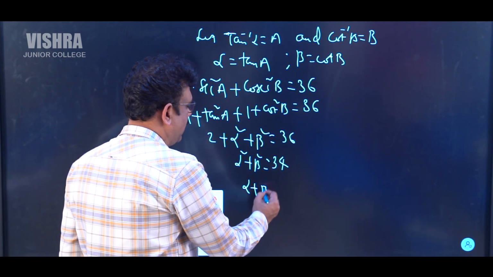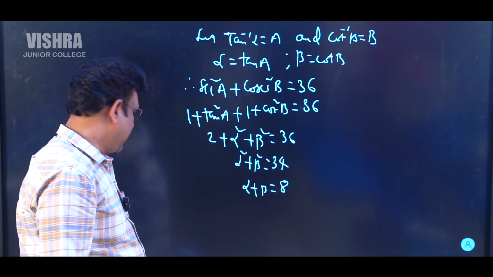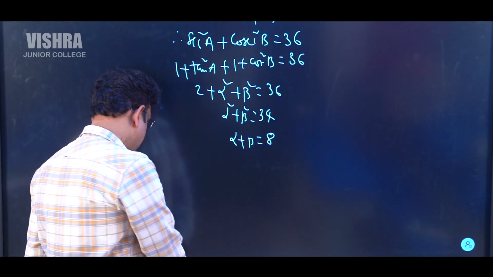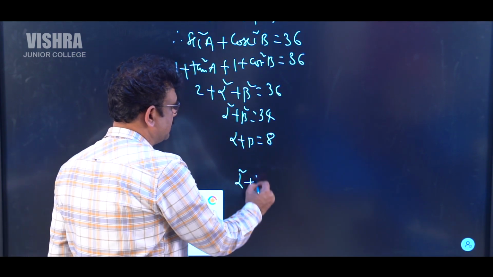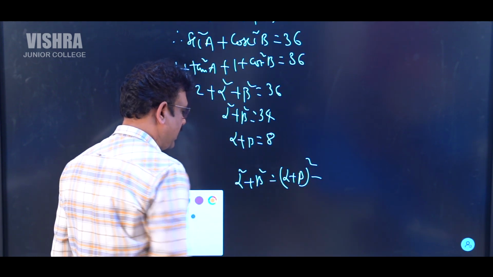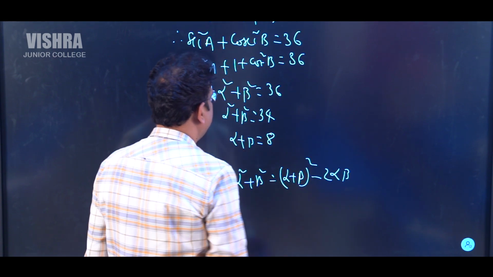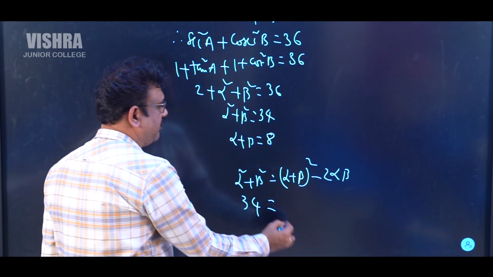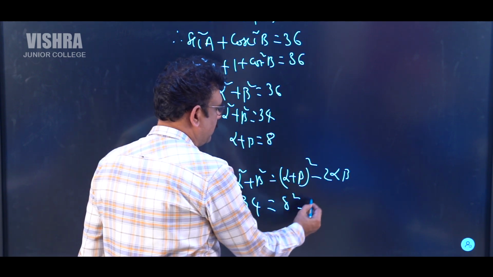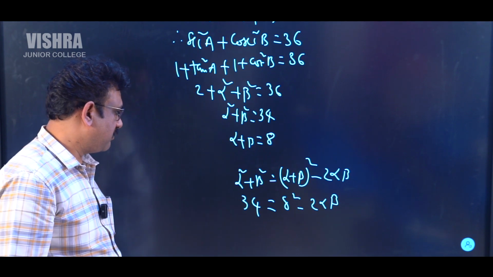Alpha plus beta is equal to 8. Now we need to find alpha into beta. So how do you find alpha beta? You can write alpha square plus beta square equal to alpha plus beta whole square minus 2 alpha beta. This is equal to 34. Alpha plus beta is equal to 8 square minus 2 alpha beta.